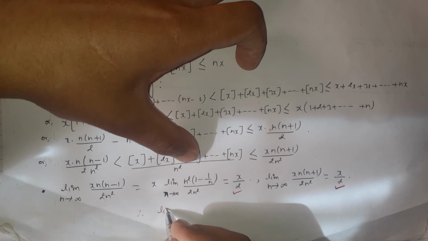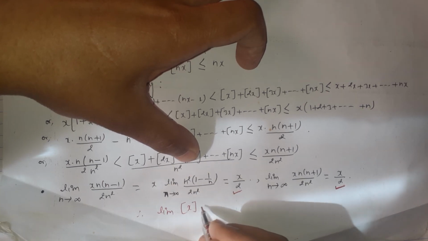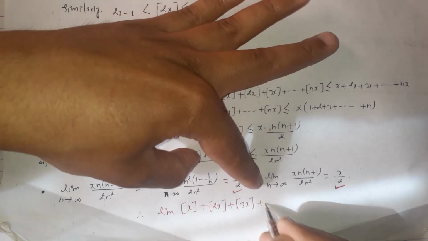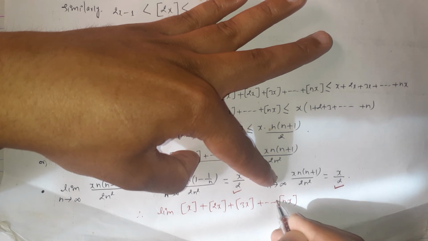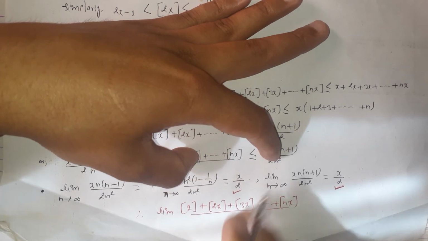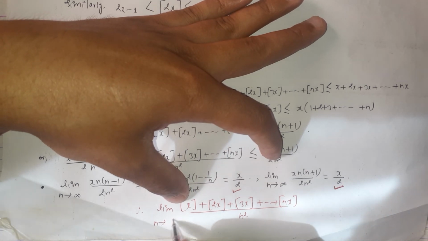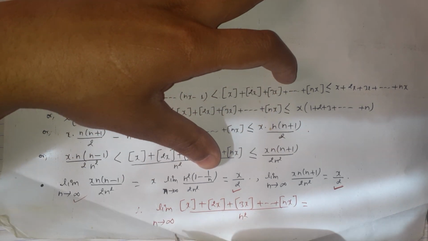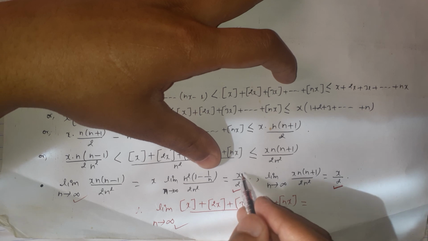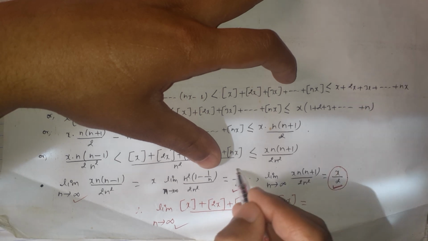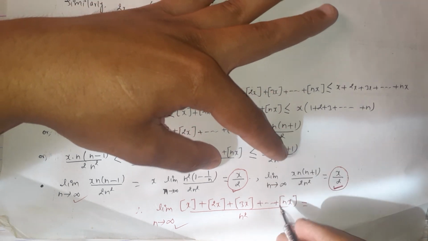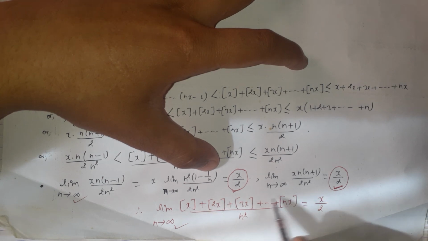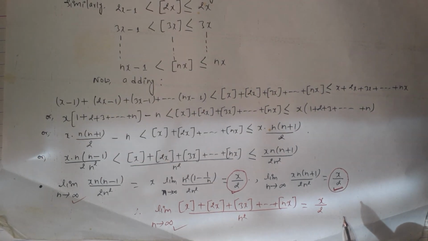Therefore, for our middle function, the greatest integer of x plus greatest integer of 2x plus greatest integer of 3x, and so on up to greatest integer of nx, divided by n square, where n approaches infinity, the limiting value at the same point is the limiting value of the boundary functions, which are the same. It is calculated here as x over 2. So according to the sandwich theorem, the middle function has the same limiting value as the boundary functions.